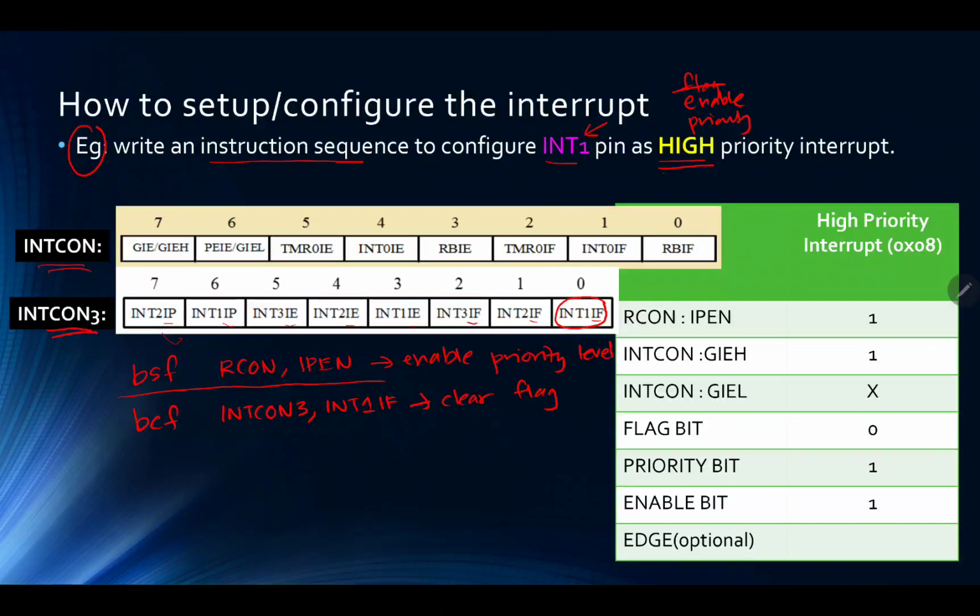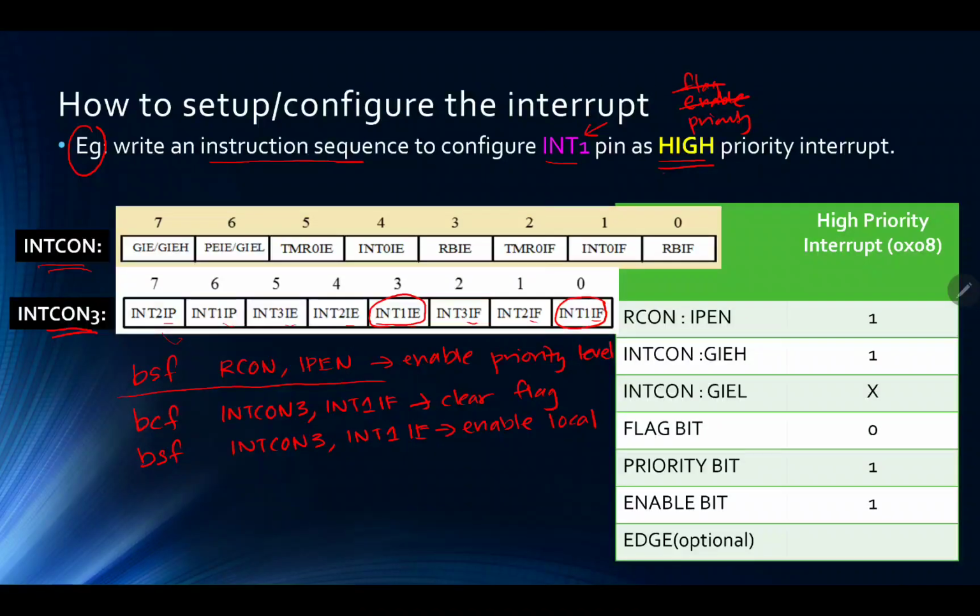Next is the enable bit. Where is the enable bit? It is here. The interrupt 1 enable bit is also in INTCON. The enable bit you always want to set so that you enable. If you clear it, it is disabled. So this is interrupt 1 IE. So you enable. This is the local enable.